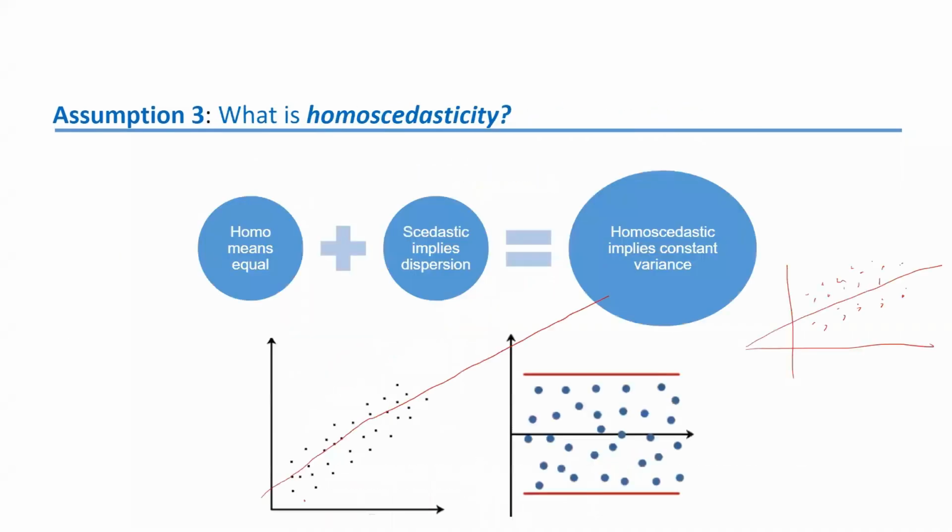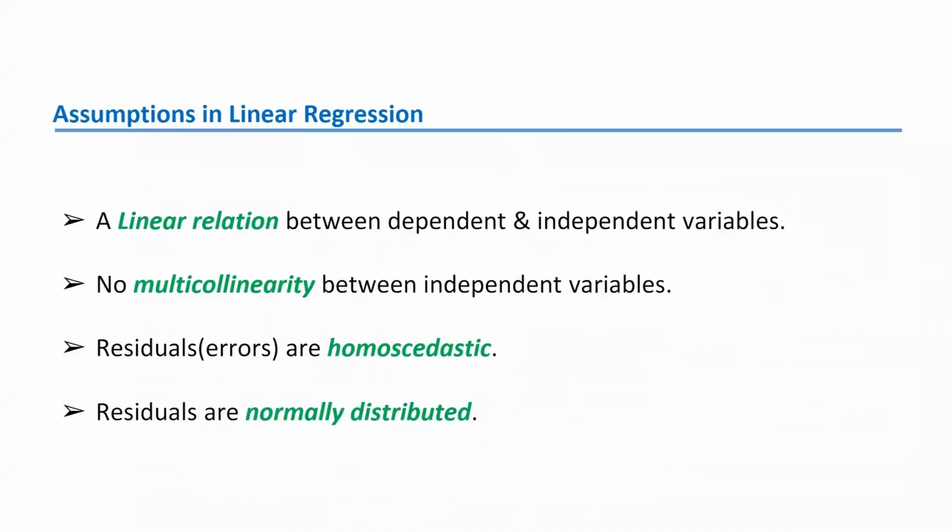Okay, as I said, we have 4 assumptions. The last one, which is residuals are normally distributed, is the least important.